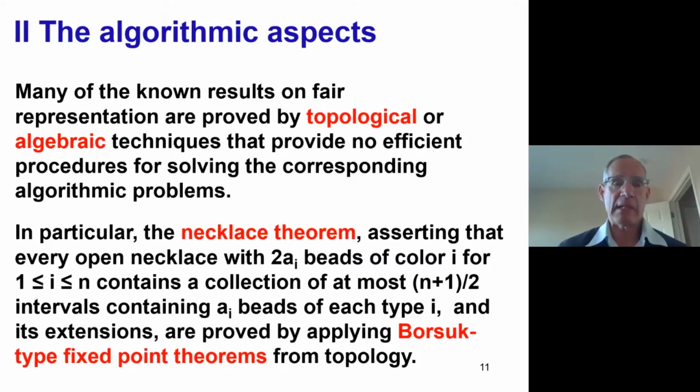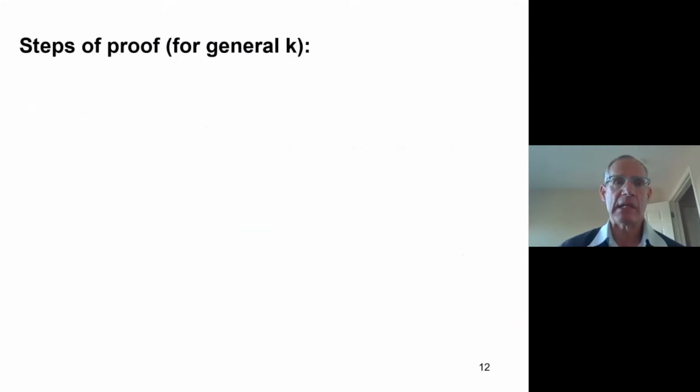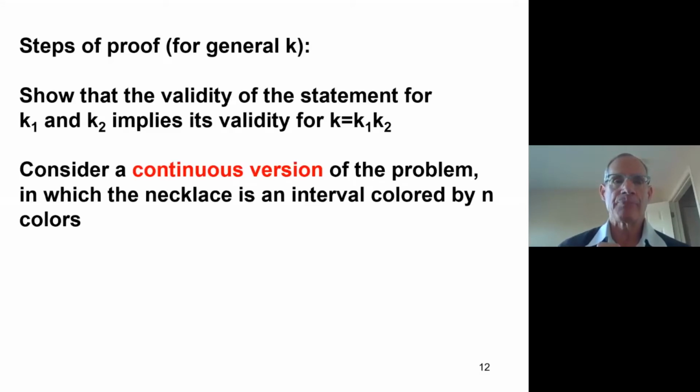This theorem and the more general extension are all proved by applying some Borsuk-type fixed point theorems, and maybe I'll say a little bit more about this. I'll not say much. So here are the steps of the proof for general K for this necklace theorem. There are two very easy and constructive steps, and then the main one.